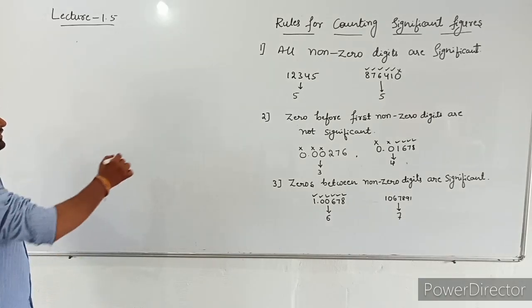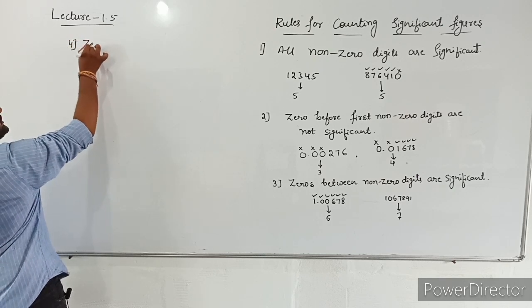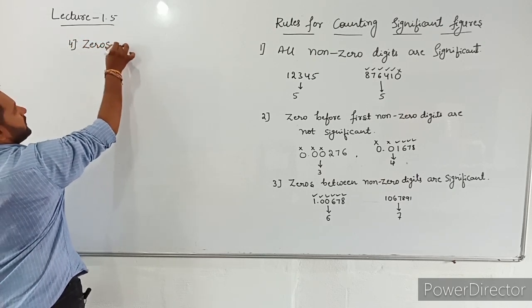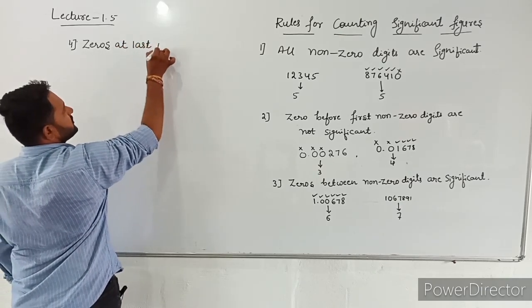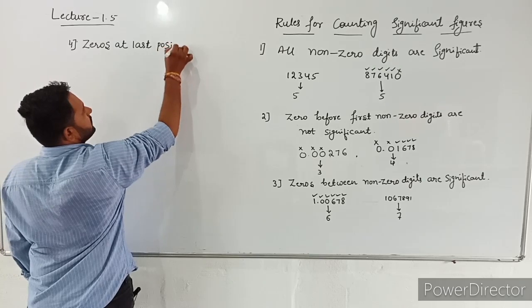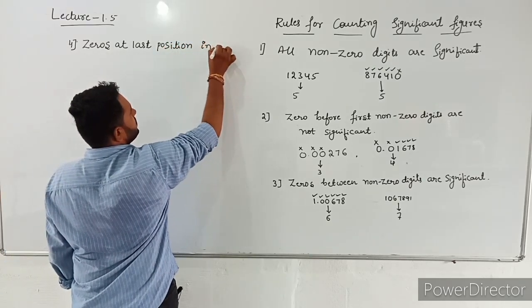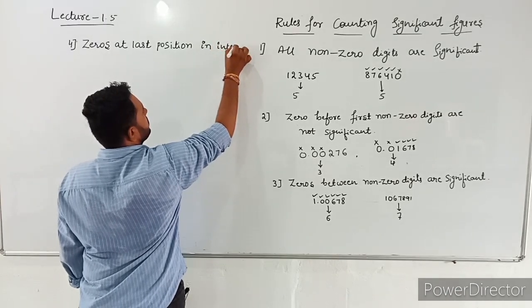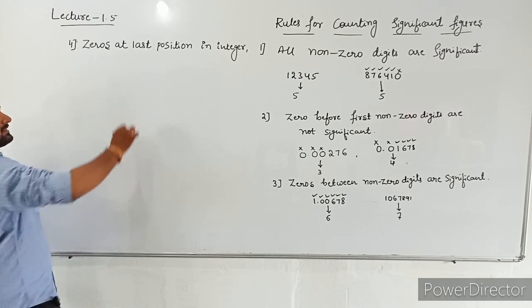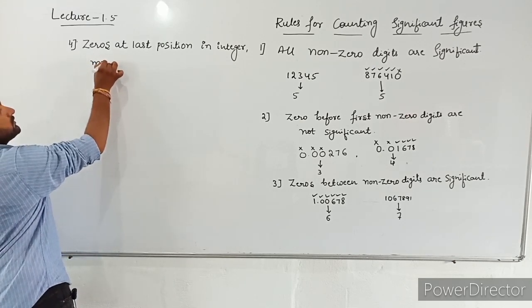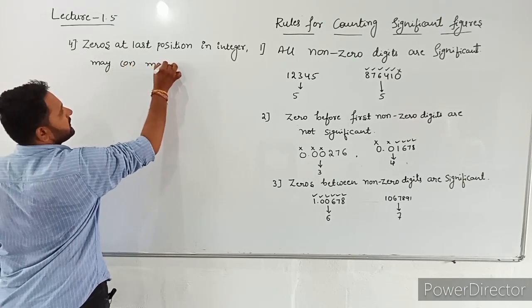Okay, the fourth rule. If zeros are at the last position in an integer, those zeros may or may not be significant.